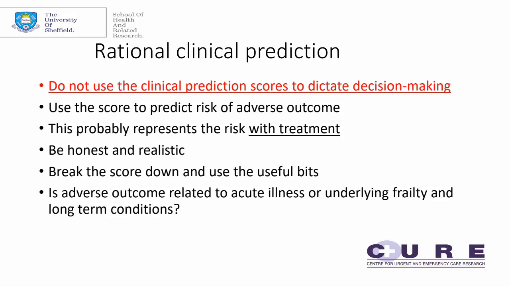We need to think about what they're actually predicting. So we can use the score to predict the risk of adverse outcome, but we need to recognize this probably represents the risk of an adverse outcome with treatment. So we need to be honest and realistic about patients. We shouldn't say to them, well, if we admit you to hospital, don't worry, everything will be fine, because actually, if they're a high risk, they're a high risk. We need to break the score down and use the useful bits, and in particular, we need to think about, is the adverse outcome related to acute illness or underlying frailty and long-term conditions? Because that will determine whether they need to be admitted to hospital or whether there are other ways through their GP or through their lifestyle or anything else that we can help them.